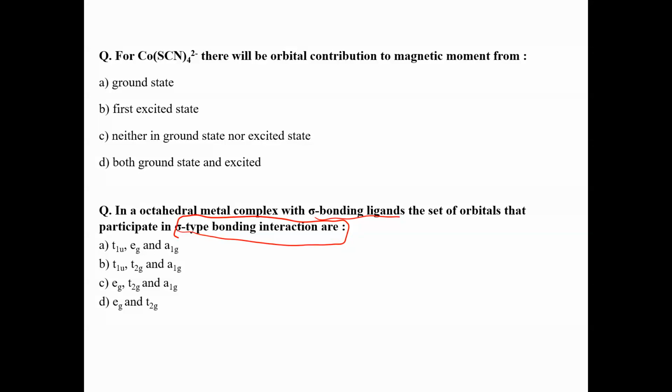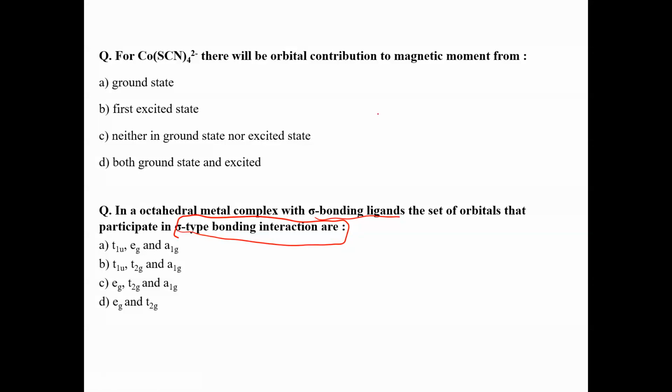So the orbitals which lie along the axis are involved in the sigma bonding interactions, and the orbitals which are in between the axes are involved in the pi bonding interactions. Okay, so just try to solve.